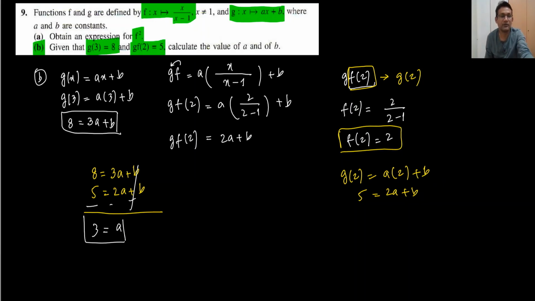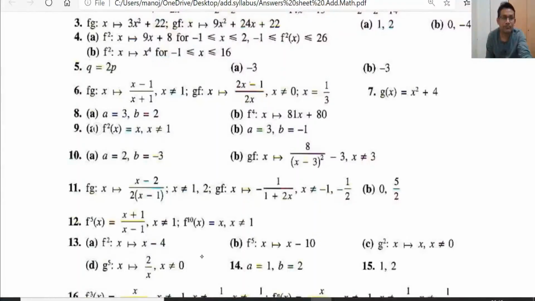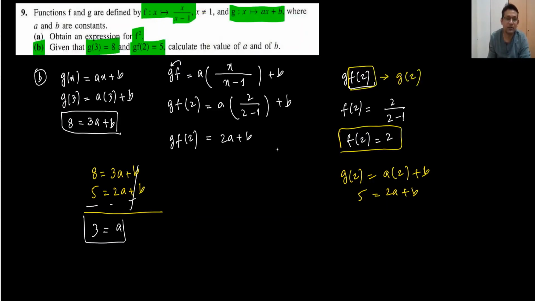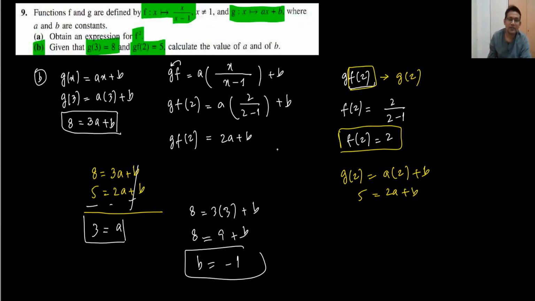Let me check the answer of question number 9. Question number 9, a is 3, b is minus 1. a is 3, so b will be, we have to find 8 is equal to 3 times 3, so 8 is equal to 9 plus b. So b is absolutely coming minus 1. So now, in this way, we have done question number 9.